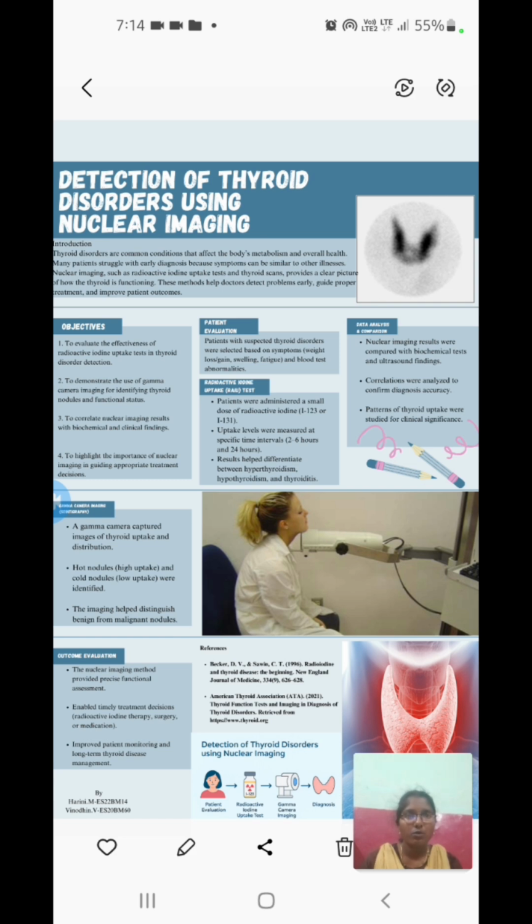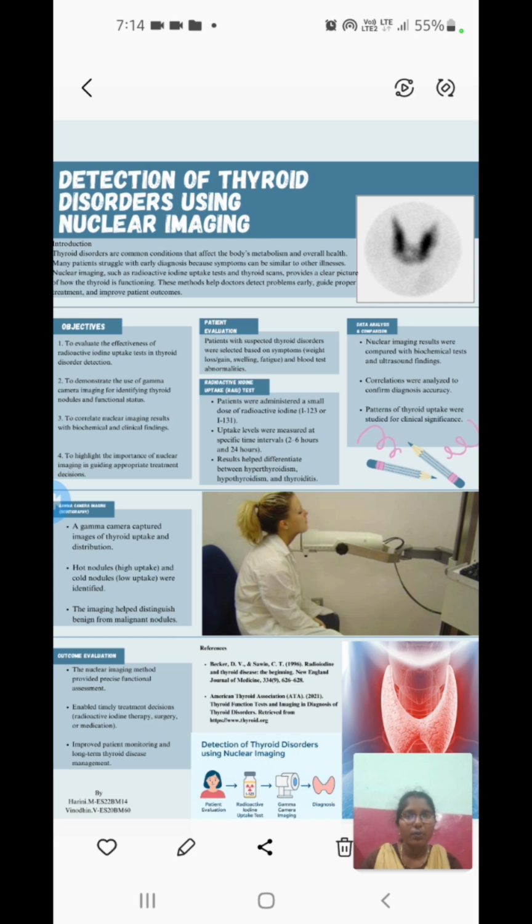Then we go to objectives. The main goal of this study is to check how useful radioactive iodine uptake tests are in finding thyroid problems. It also shows how gamma camera imaging helps locate thyroid nodules and study their activity. It compares imaging results with blood tests for better accuracy and highlights the importance of nuclear imaging in planning treatment.